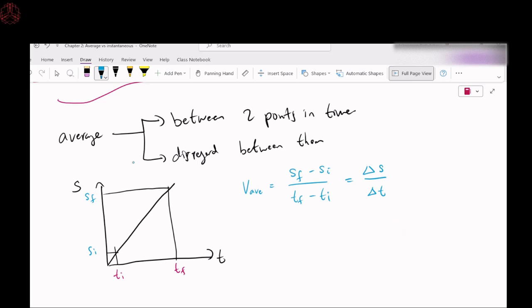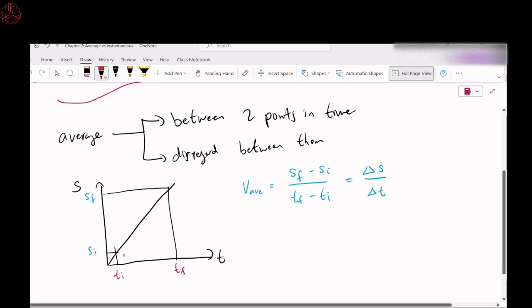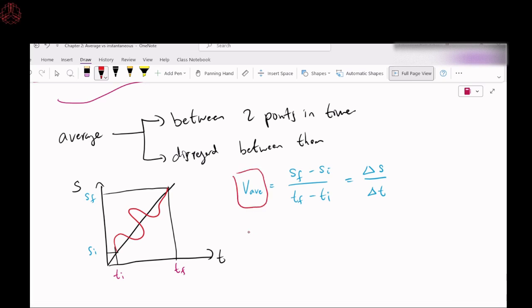Now, let's say I take a different route. If I were to do this instead, my average value does not change. My average value is still going to be delta S over delta T. It doesn't change. It is independent of the route that I take.